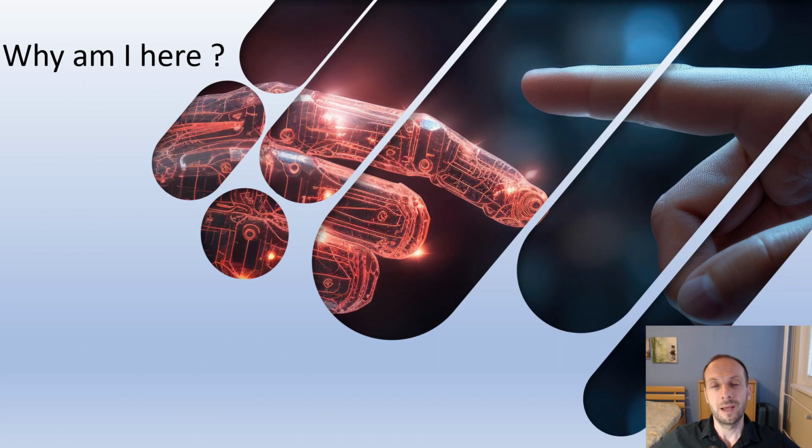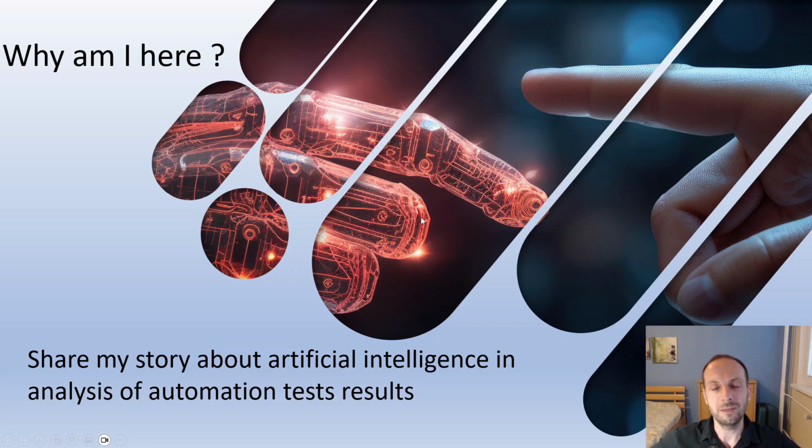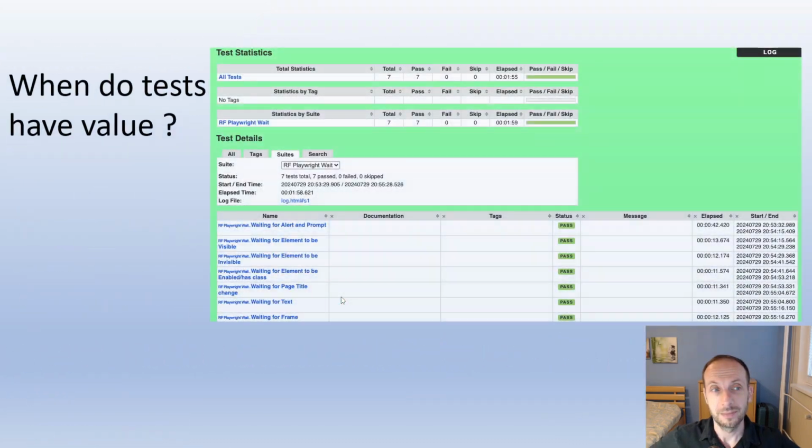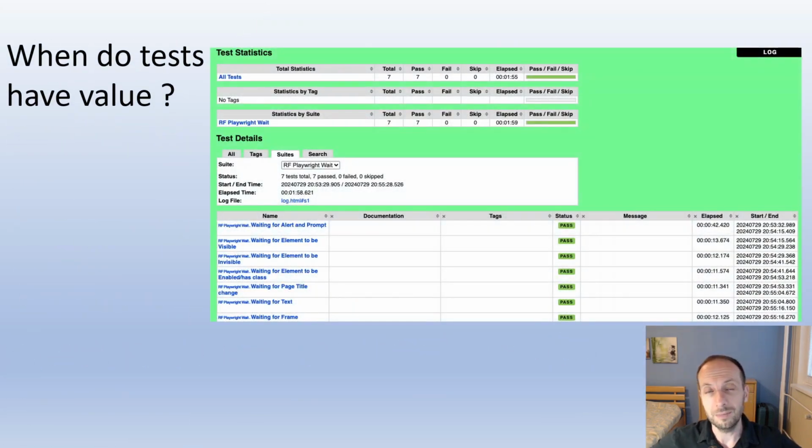So the question is, why am I presenting today? The reason is that I would like to share my story about artificial intelligence, or AI, in analysis of automation test results. I would like to speak at the beginning about analysis in general, and then we can move to how to use AI in this analysis.